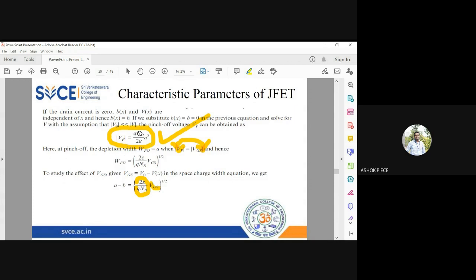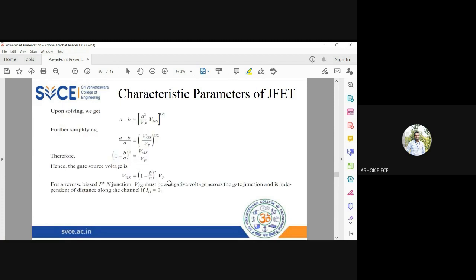From this equation, find what is 2 epsilon by QND. So it is going to be A square by Vp, correct? So this equation you take, what I'm pointing here, from this you find 2 epsilon by QND. If you rearrange this equation, you will get A square by Vp. Substitute that here, you see here A square by Vp. So A minus B is equal to A square by Vp into VGS power half.